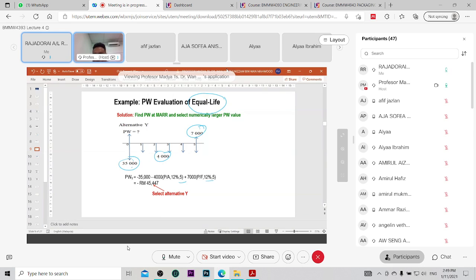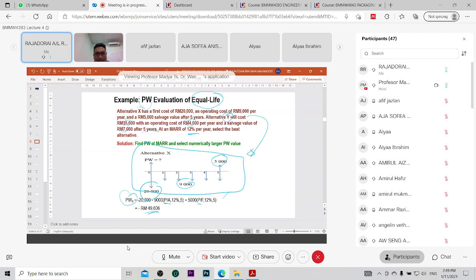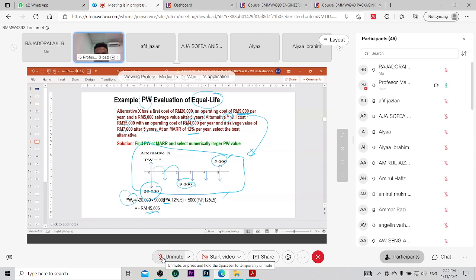The value 4,000, 7,000, where did it come from? You are talking about this one, right? This one is the operating cost for a year. It means that for 5 years, 1, 2, 3, 4, 5, they have equal life, I mean equal cost.